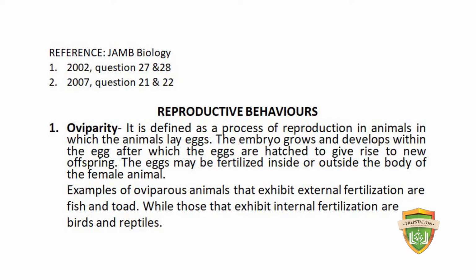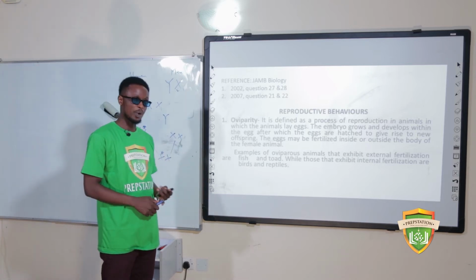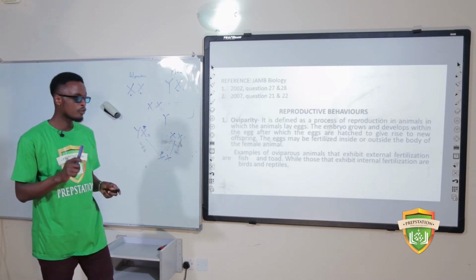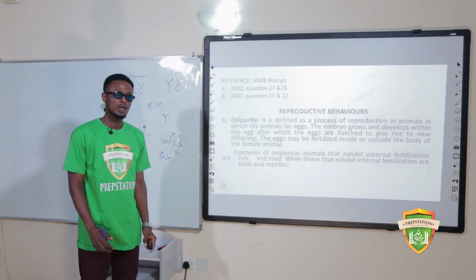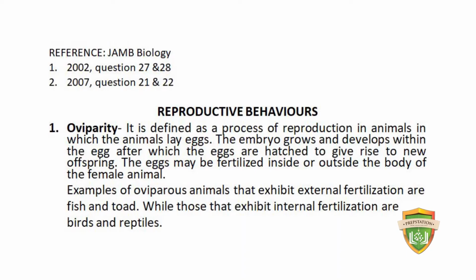Then the next topic I want us to treat, reproductive behaviors. They say reproductive behaviors. We have oviparity, we have viviparity, and we have ovoviviparity. But the first one now, oviparity. Organisms, they lay eggs. Now it defines the presence of reproduction in animals in which the animals lay eggs.